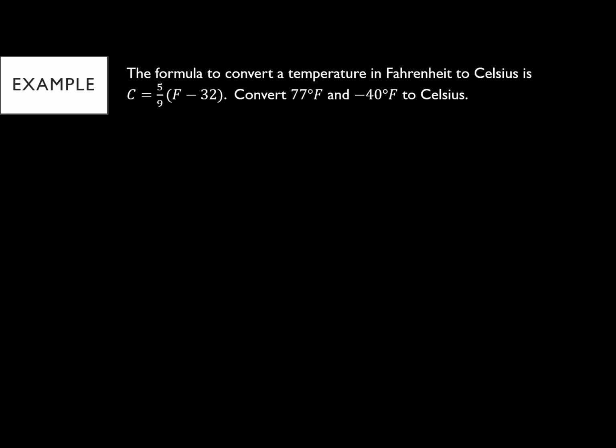We are converting a temperature from Fahrenheit to Celsius. And so we've got this formula, C, standing for Celsius, equals 5/9, and then in parentheses, F minus 32. So we're going to convert both 77 degrees Fahrenheit and -40 degrees Fahrenheit to the Celsius value. So we're going to do 2 conversions here.